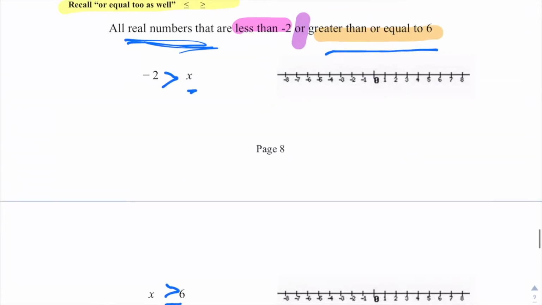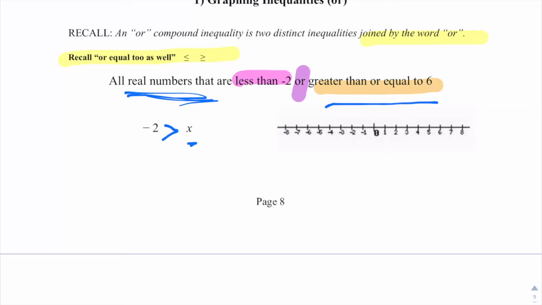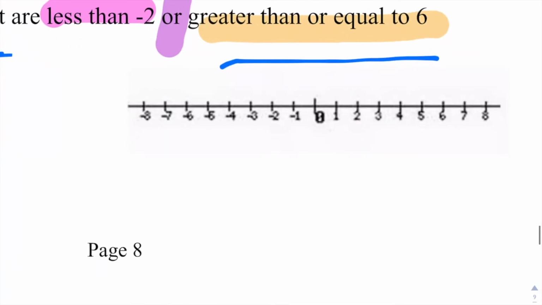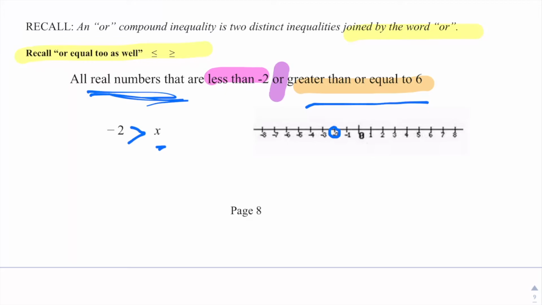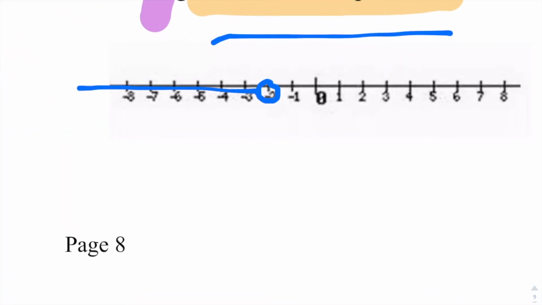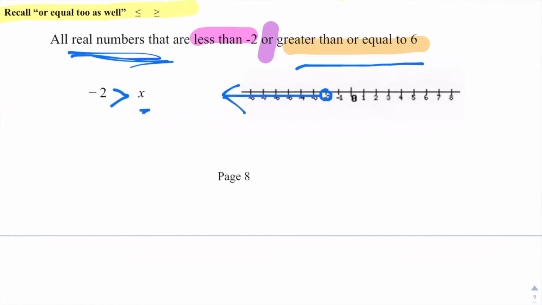So how do we graph these? This one, because there's no equal to line underneath, remember that's an open circle. So we go to the -2 on the number line. Let's zoom in. We have an open circle at -2. And then if we look, our numbers are less than, or to the left on the number line. It's going to go this way. Okay, so there's that individual one graphed.